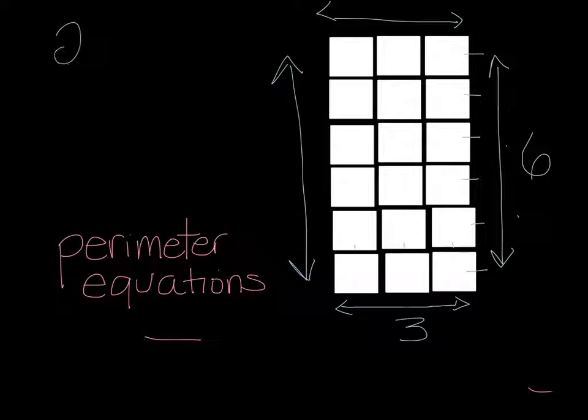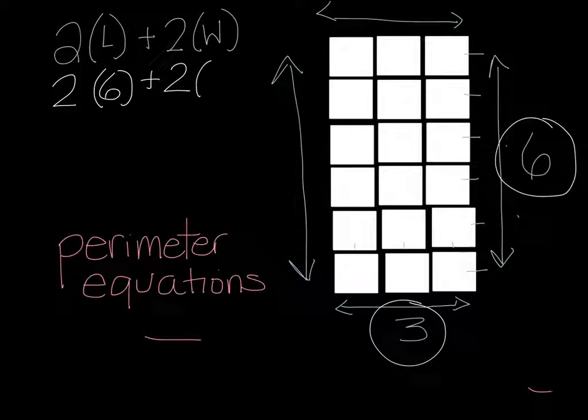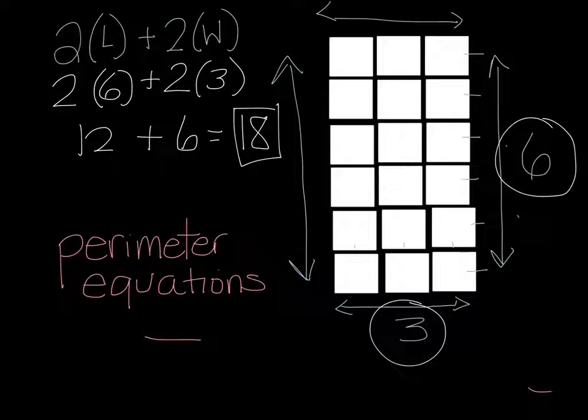So remember, we've got 2 times the length plus 2 times the width. Okay. So we've got 2. What is my length this time? My length this time is 6. 2 times 6 plus 2, and my width didn't change. I'm still at 3. 12 plus 6 is 18. So my perimeter is now 18.